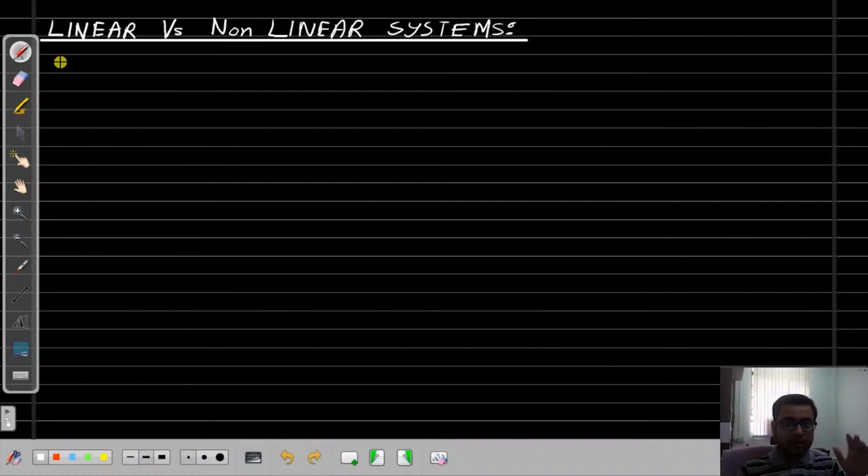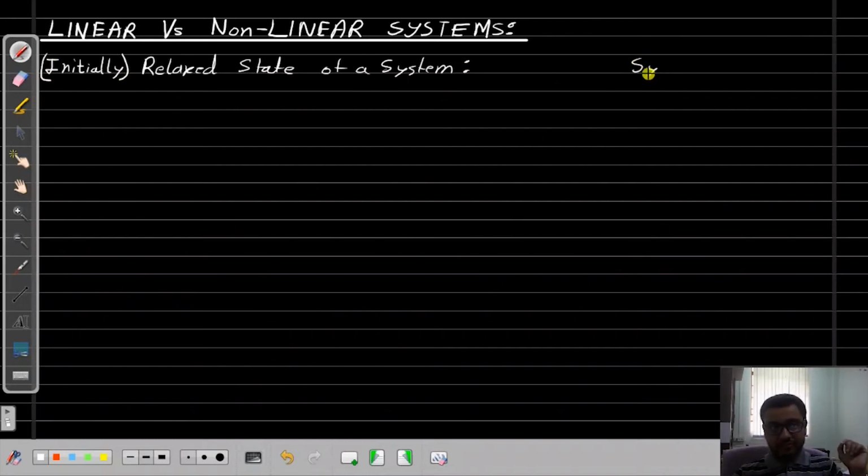Next, we shall learn a very important classification of systems, which is linear versus non-linear systems. But before that, we need to understand the concept of a relaxed state of a system, or initially relaxed state.